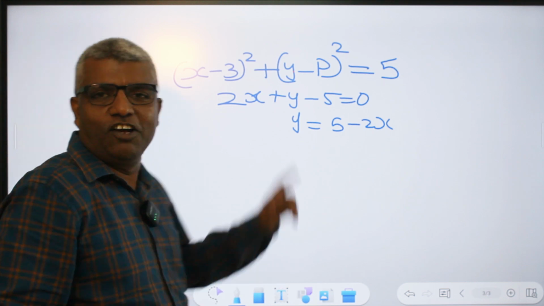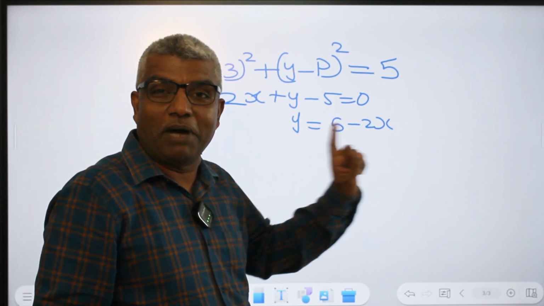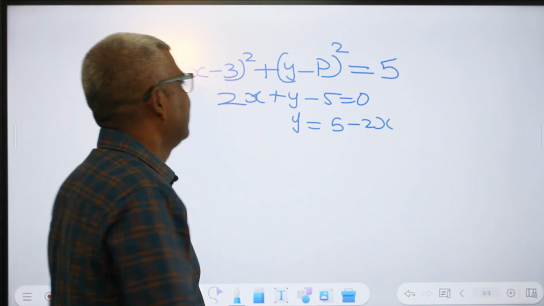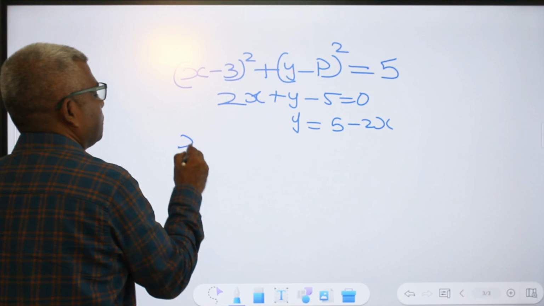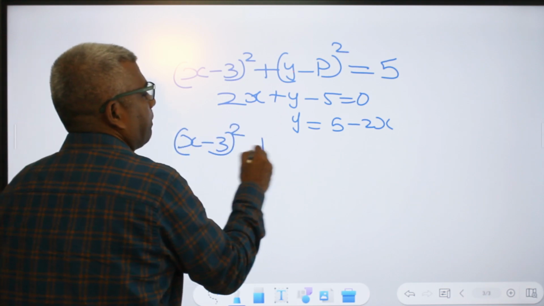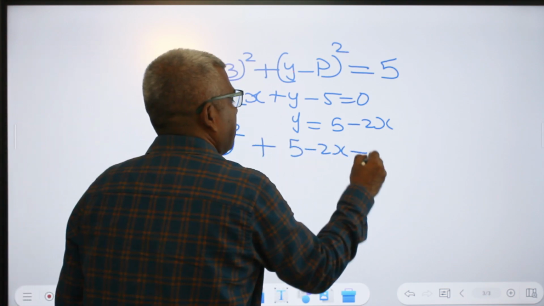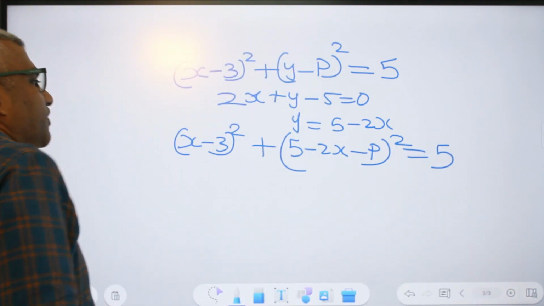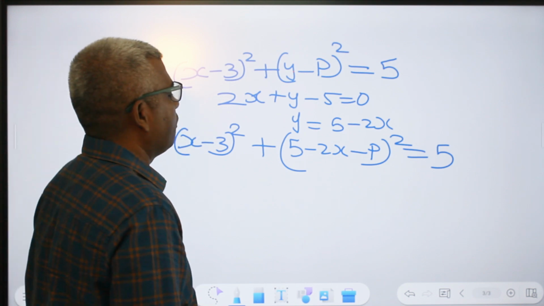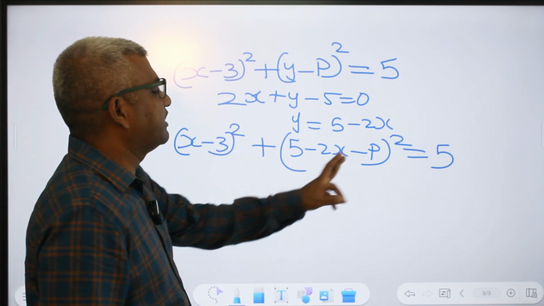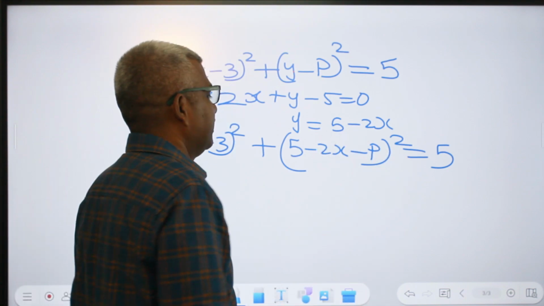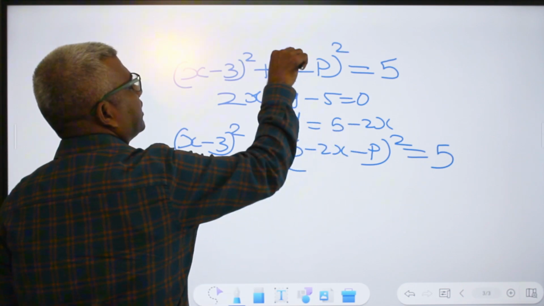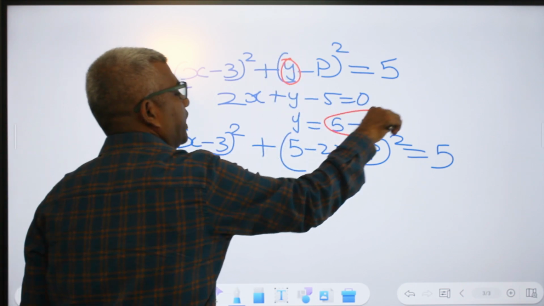Okay, (x minus 3) whole squared plus (y minus p) whole squared. Instead of y, we are going to put 5 minus 2x. Then (x minus 3) whole squared plus (5 minus 2x minus p) whole squared is equal to 5. So now we have x and p only. Let us solve one by one.